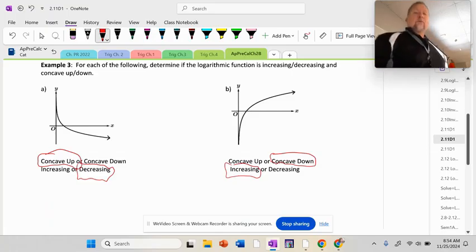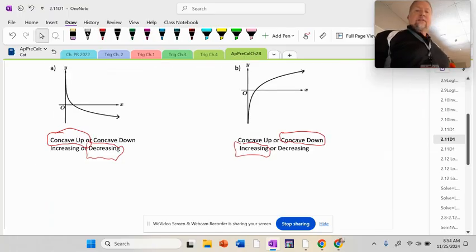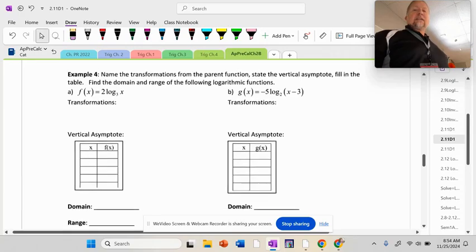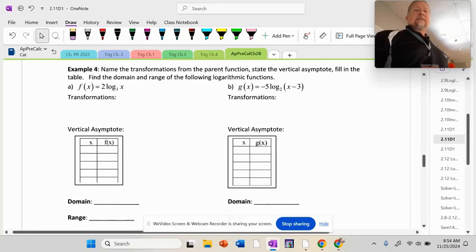So you can say this other one is increasing at a decreasing rate, right? Remember those sentences? Yes, Mr. Samuelus.